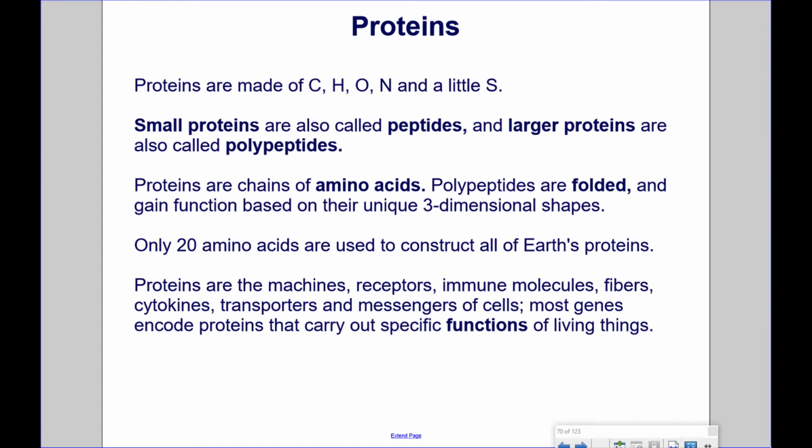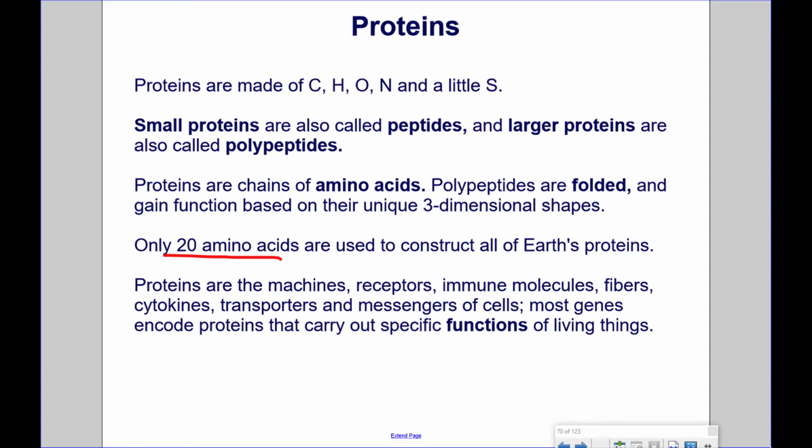Proteins. Proteins are made of carbon, hydrogen, oxygen, nitrogen, and a little sulfur. Small proteins are also called peptides, and larger proteins are also called polypeptides. Proteins are chains of amino acids. Polypeptides are folded and gain function based on their unique three-dimensional shapes. Only 20 amino acids are used to construct all of Earth's proteins.